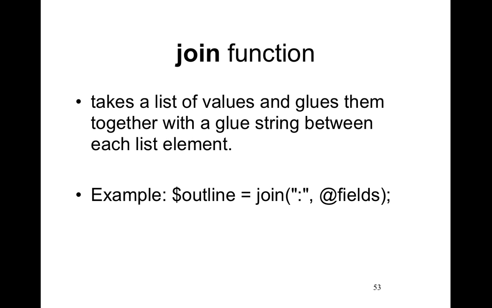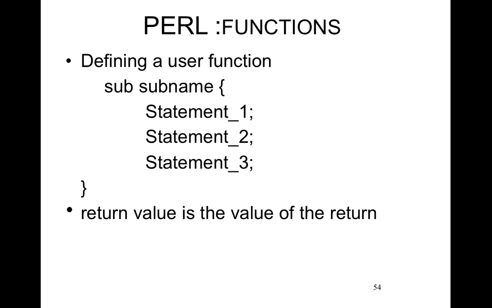So outline is going to be equal to join all the fields in this array. So you take the array that's inside of fields and you join them together using a colon in between each one of the words that's in there. Opposite of split. So we got some functions here.